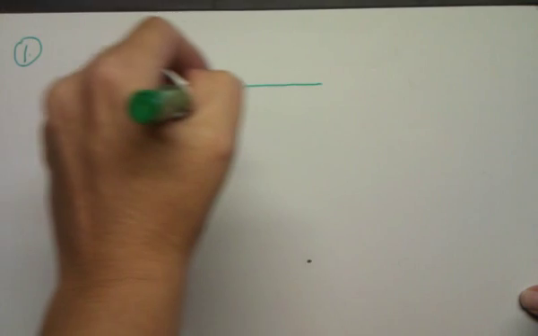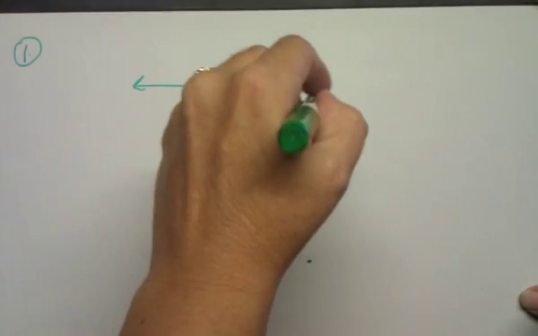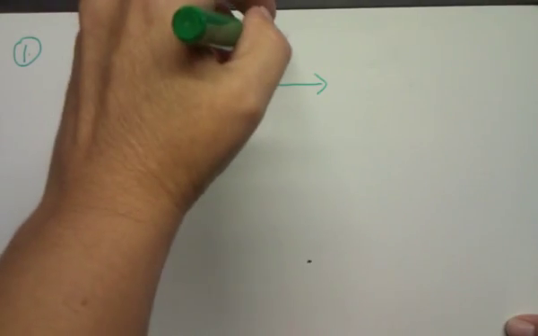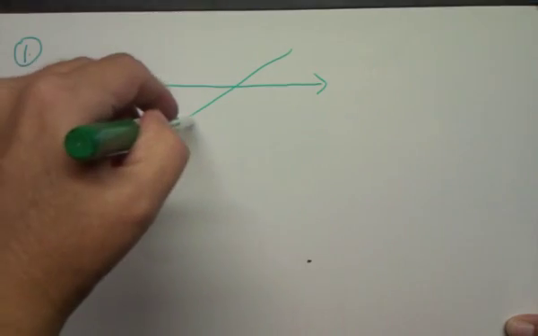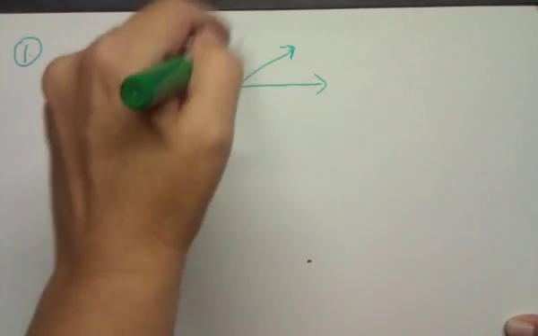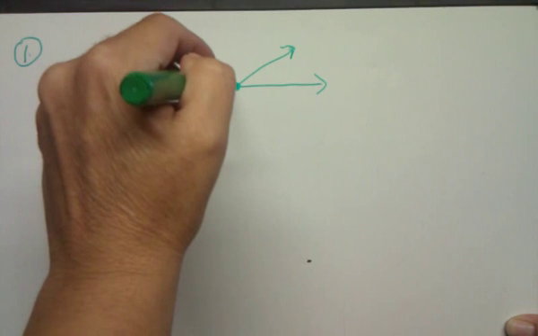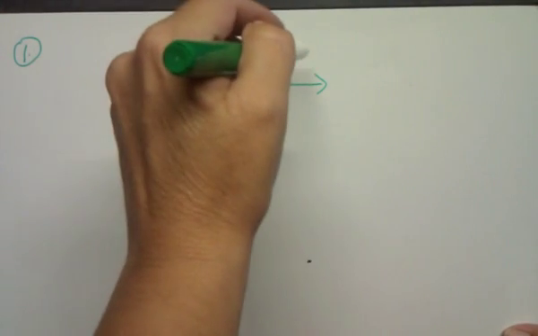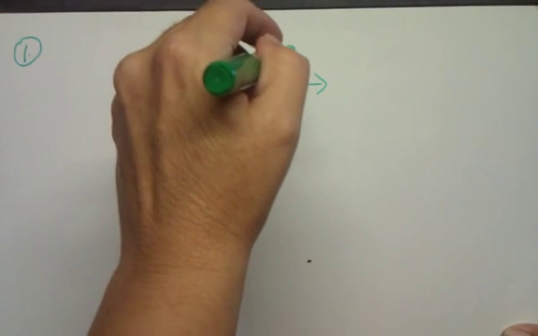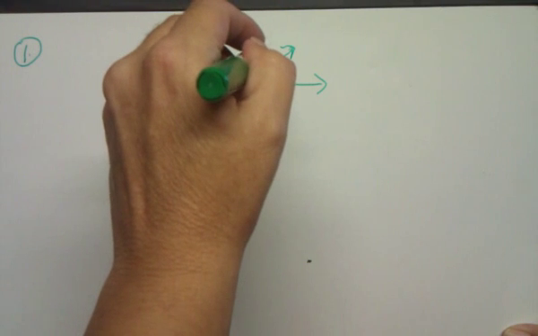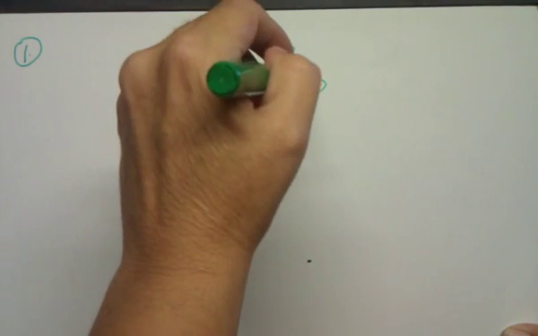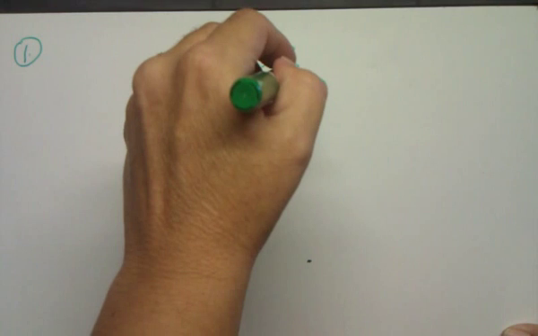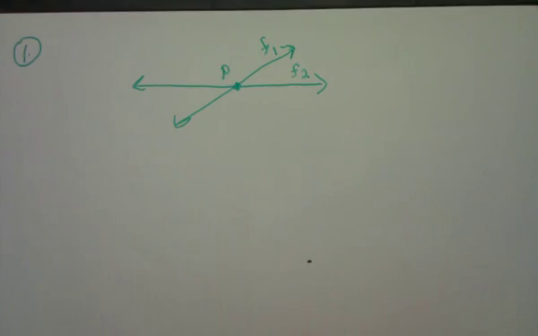This is my diagram. I have a straight line. We're going to pretend it's straight. And I have another line that intersects right here at point P. I guess this is the name of the line, F sub 1, and the name of this line is F sub 2.